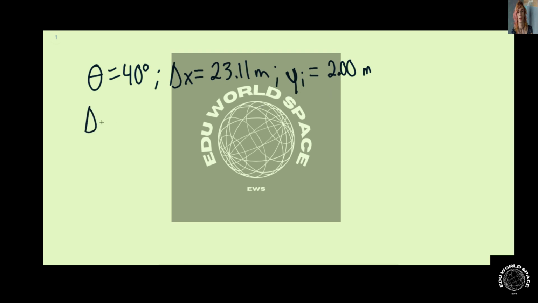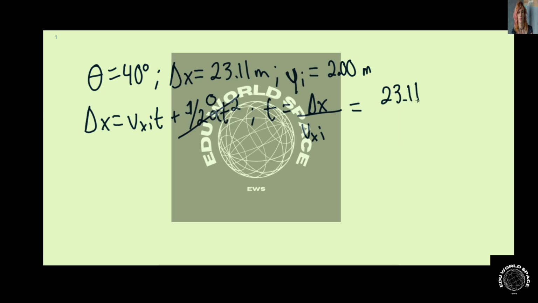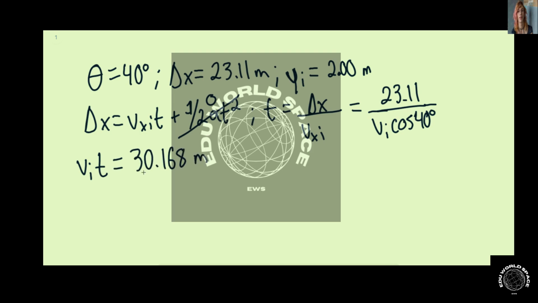So we can say that delta x equals vx initial t plus 1/2 a t squared. There isn't any acceleration in the x direction, so this term becomes 0. And we can say that t equals delta x divided by vx initial, and this is equaling 23.11 divided by v initial cosine of 40 degrees. We can also say that, if we move v initial over, v initial t equals 30.168 meters.